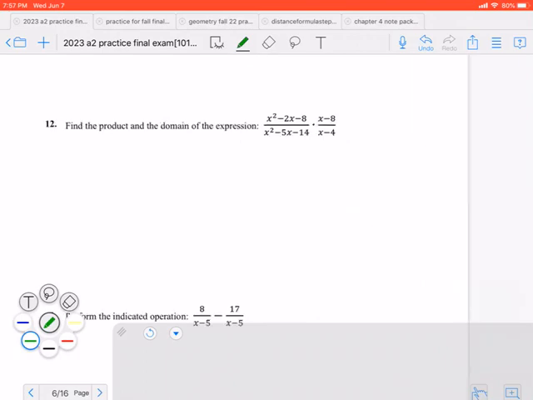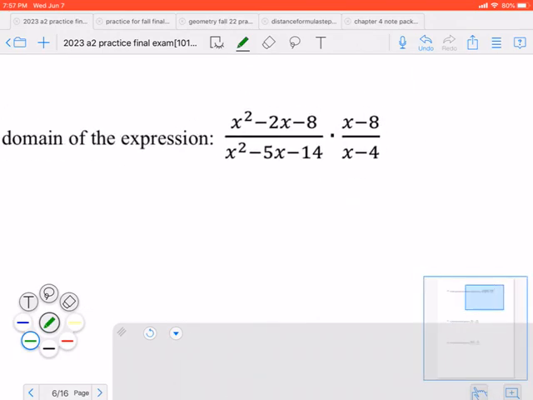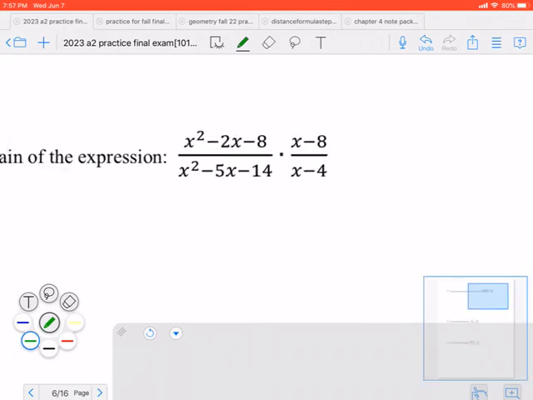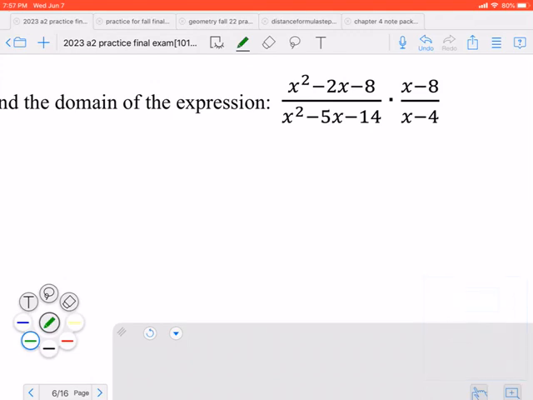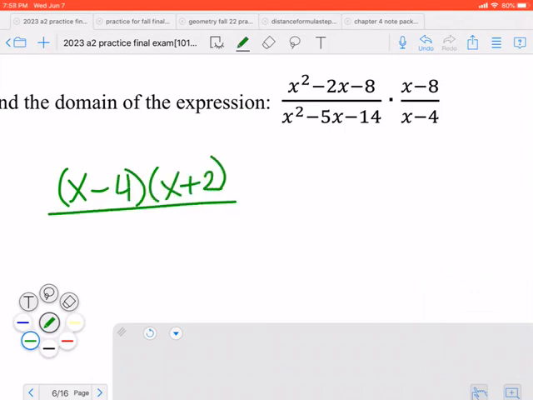Number 12. And the domain. Okay, so I think you have to find the domain first, which you have to factor first too. So x minus 4, x plus 2. And then on bottom we have x minus 7, x plus 2.